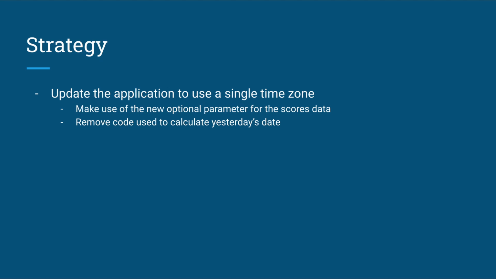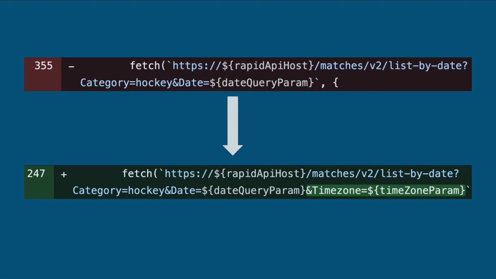Luckily, the external API has recently added an optional parameter for the scores endpoint that I'm using. So now I can pass in a custom time zone and all of the scores data will be returned with that time zone in mind. This makes my life easier and means I can clean up a lot of this garbage code. The first code change I made was to make use of this new optional parameter as you see here.